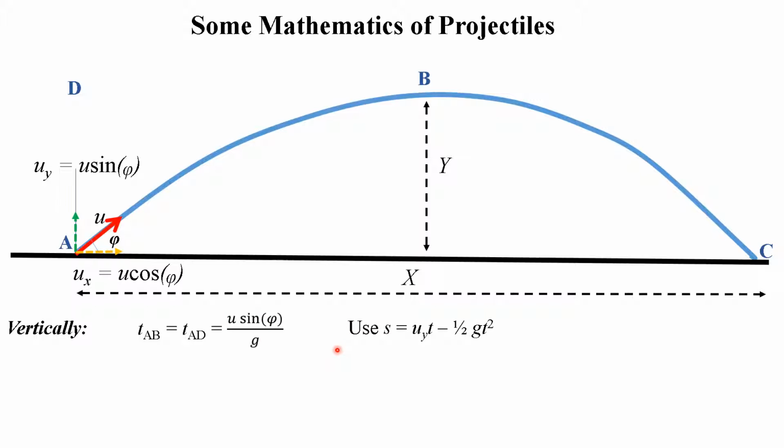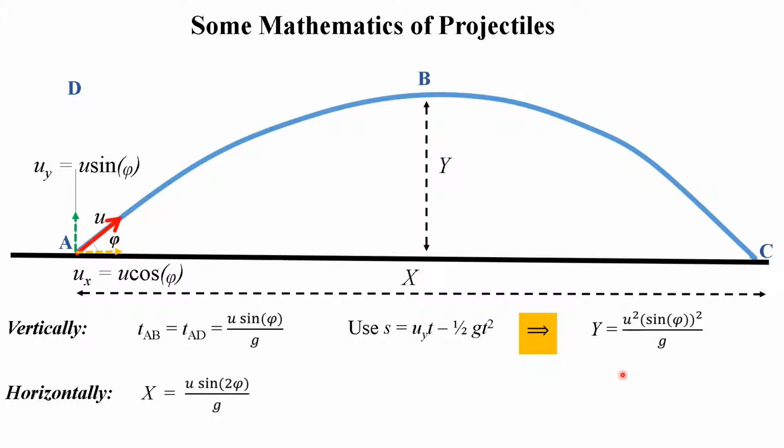Then using this equation vertically, which is ut minus half g t squared, and here certainly this u is u sine theta, and the reason for the minus is again the gravity, which is against the motion. Now simplify this equation for the maximum height, or the maximum value of y, and you get this expression, which is very simple.